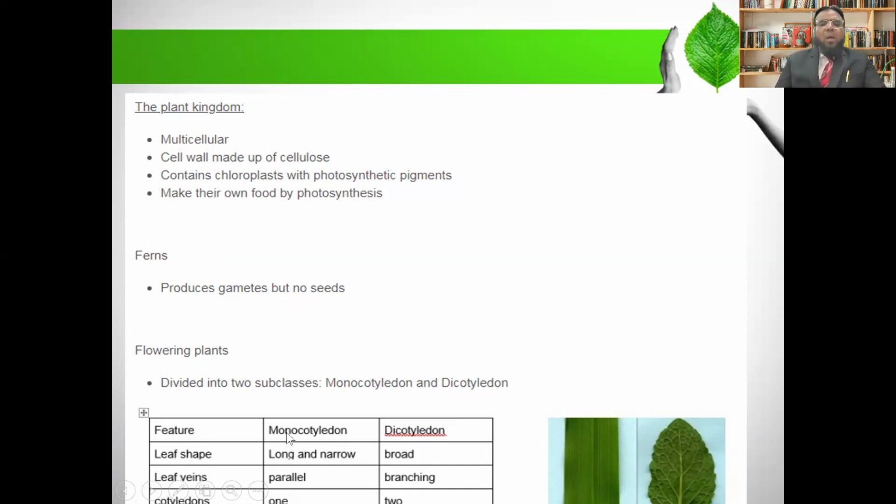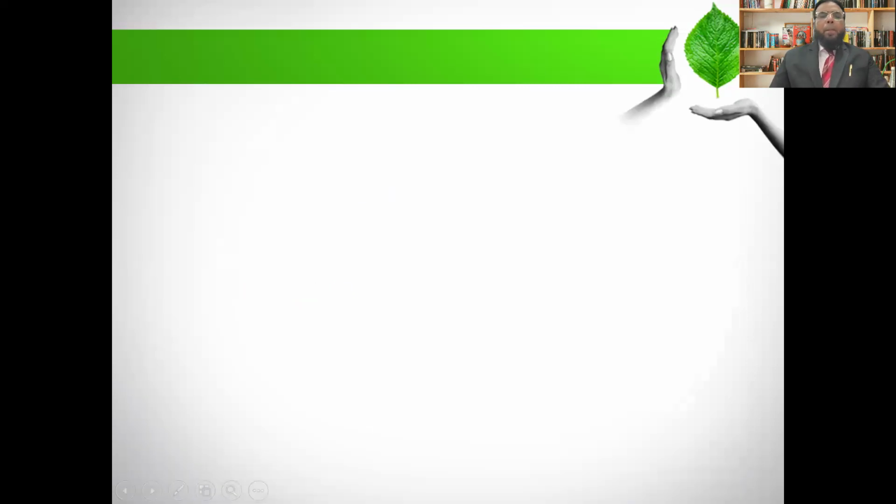If you study the monocotyledon, you will see that the leaf shape is long and narrow, but in the dicotyledon, you will see the leaves are broad. This is the monocotyledon, and this one is the dicotyledon leaf. As for leaf veins, in the monocotyledon the leaf veins are parallel, as you can see here, and in the dicotyledon the leaf veins are branched. In the monocotyledon, only one cotyledon is there, and in the dicotyledon, two cotyledons are there.